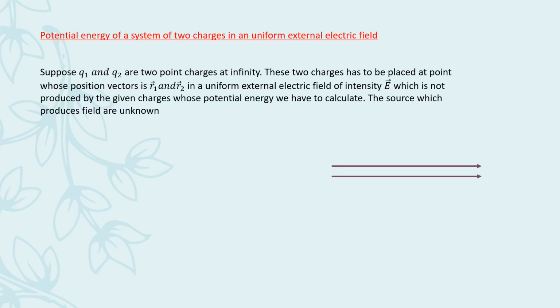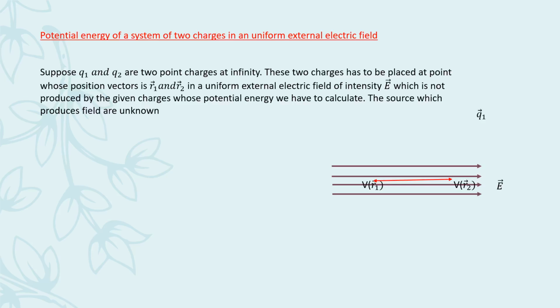The source of the electric field is unknown. Let E be the uniform external electric field, and at a point whose position vector is R1, the potential is V(R1), and at another point the potential is V(R2). The distance between these two points is R1,2.